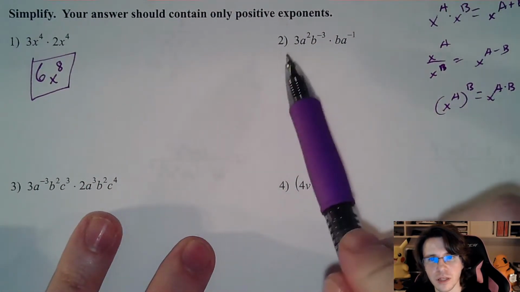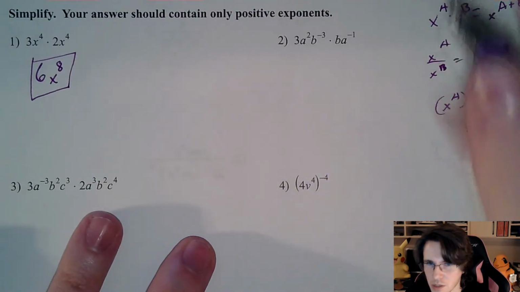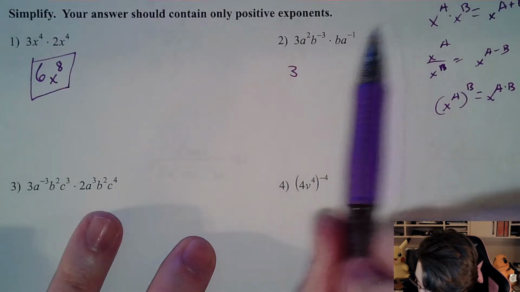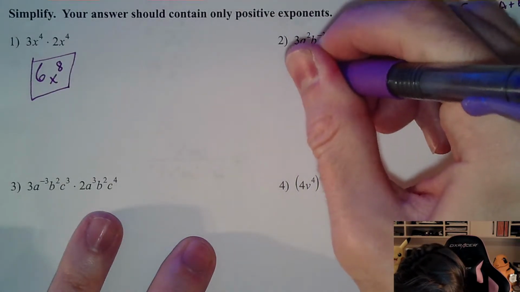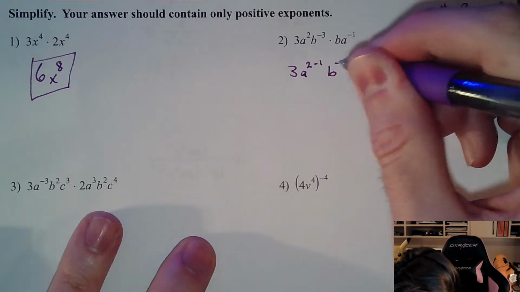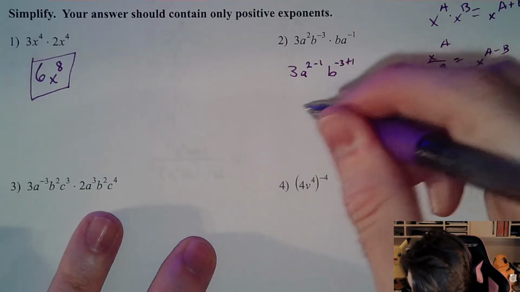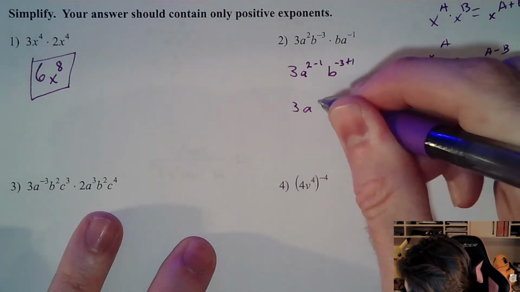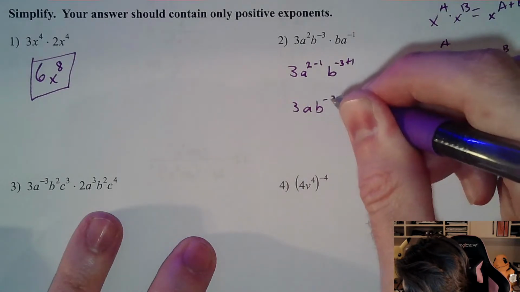For this one, we have to be a little bit more careful because we have different letters we have to worry about here. So the 3 is still going to be chilling in front, but the A has a 2 minus 1. You know, I'm going to write the work for you there. 2 minus 1. And the B is going to get negative 3, and there's an invisible plus 1 there. So our final answer, 3A to the first power, don't need to write it, and b to the negative 2.